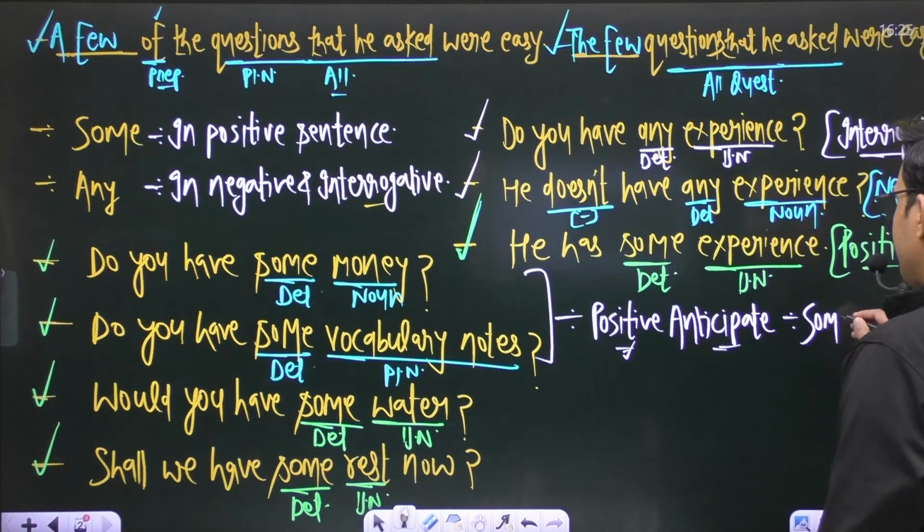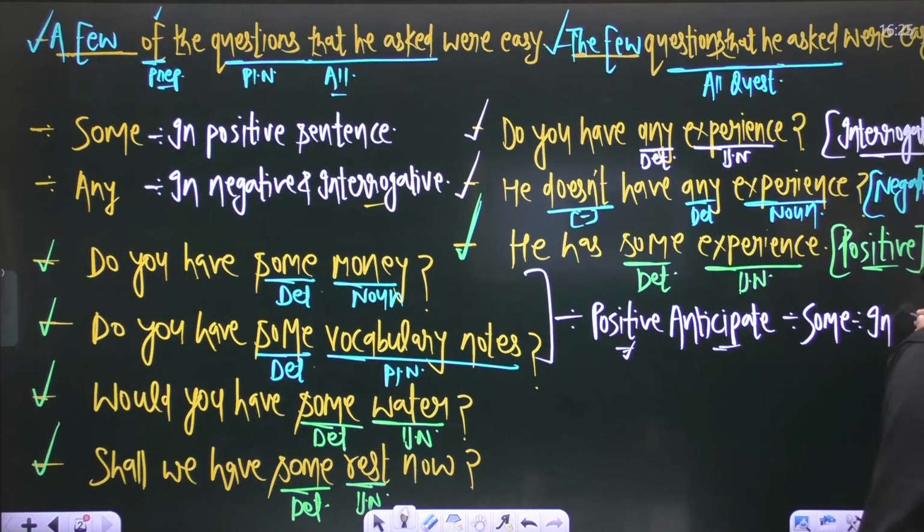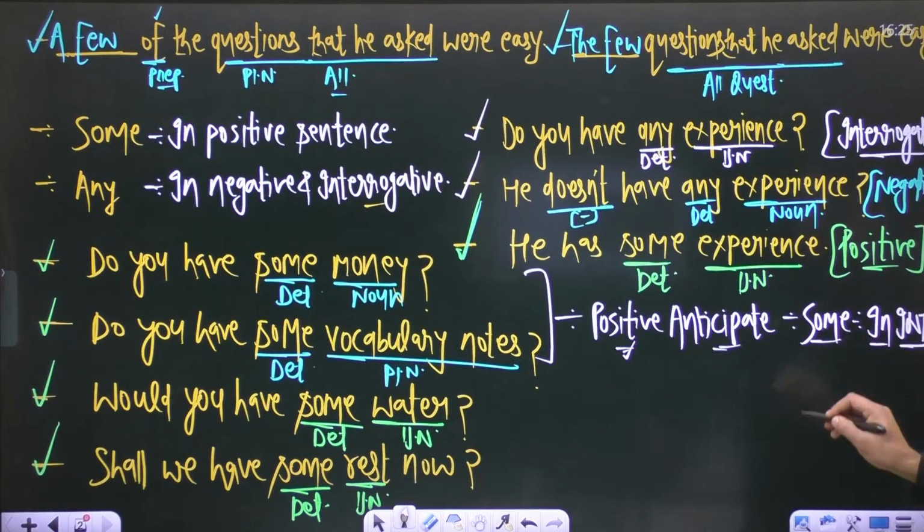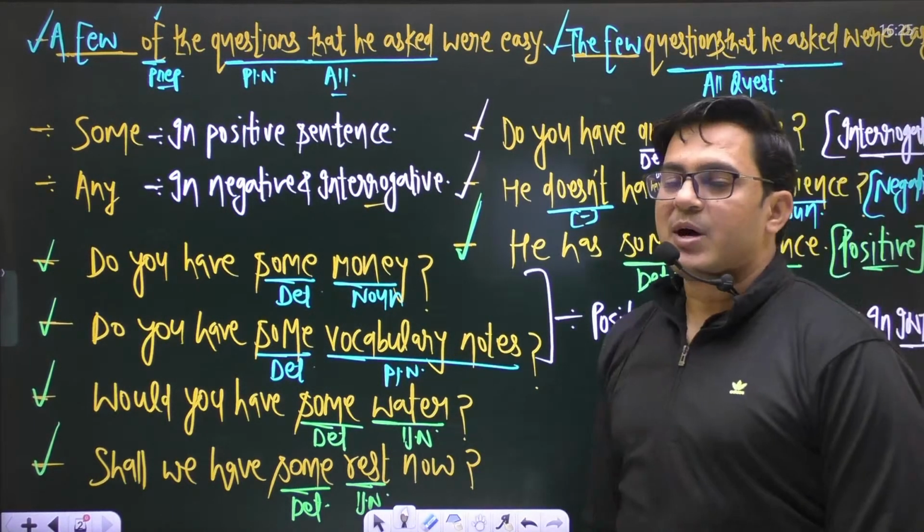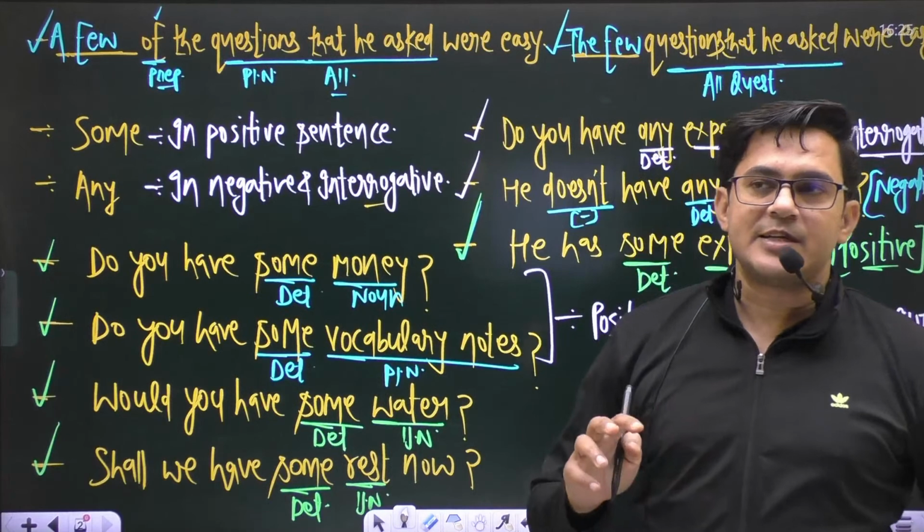In interrogative sentences, we use some. Like, do you have some money? This is also positive anticipation.